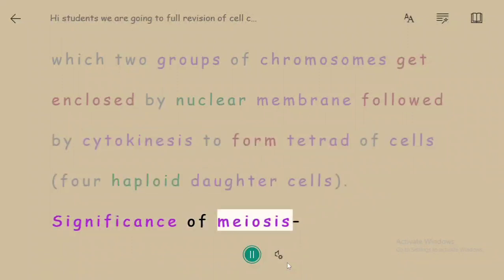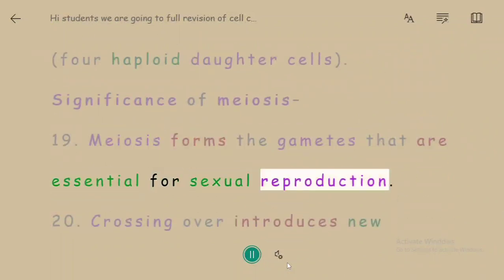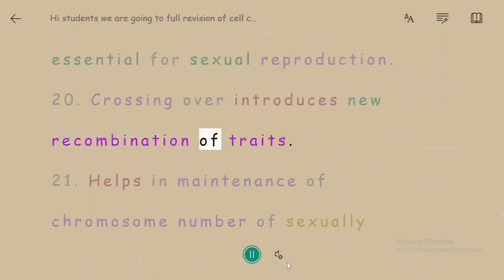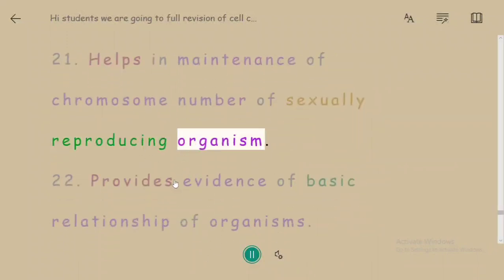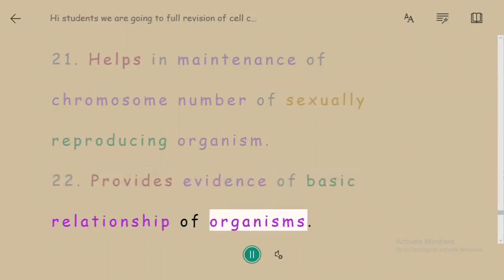Significance of meiosis. 19. Meiosis forms the gametes that are essential for sexual reproduction. 20. Crossing over introduces new recombination of traits. 21. It helps in maintenance of chromosome number of sexually reproducing organisms. 22. It provides evidence of basic relationship of organisms.